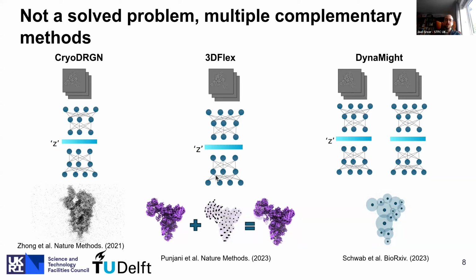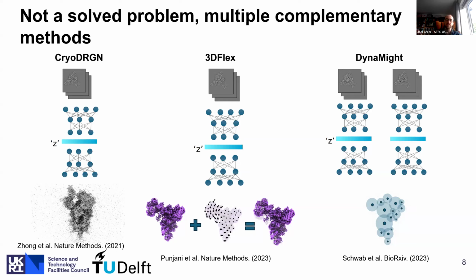3D Flex outputs a deformation field, which specifies the way that a consensus reconstruction should be deformed to reach a specific conformational state, according to a given sampled coordinate in the latent space. So this is suited for encoding continuous conformational heterogeneity, whilst also explicitly modeling protein motion and preserving local geometry through the conformational landscape.